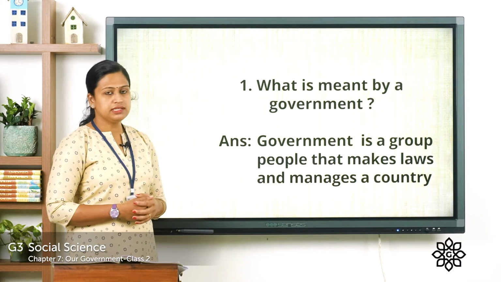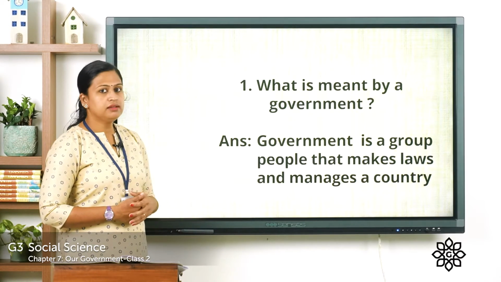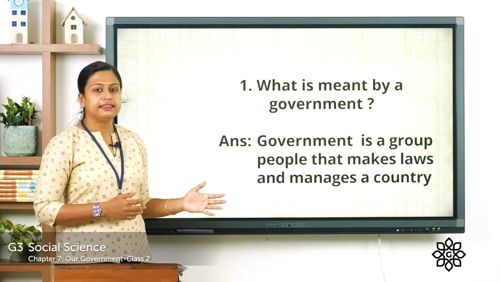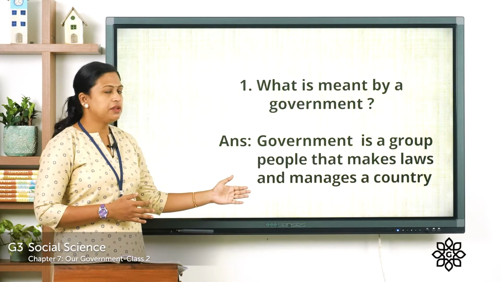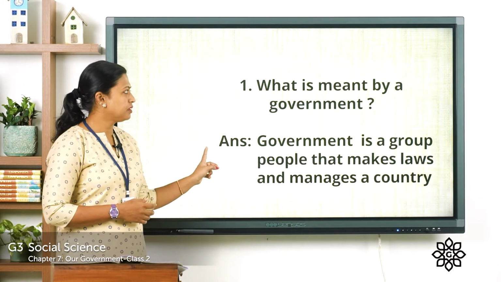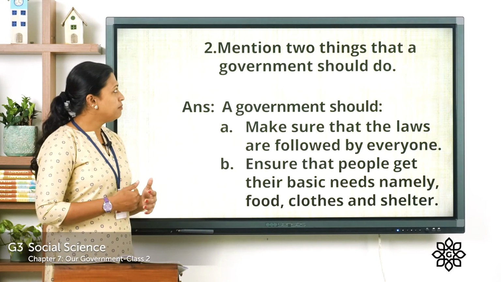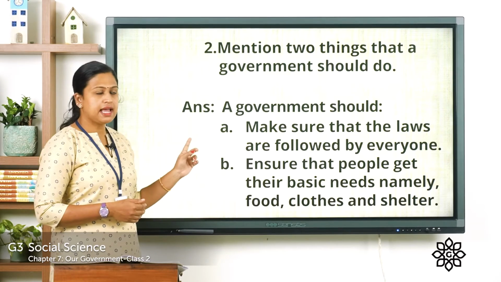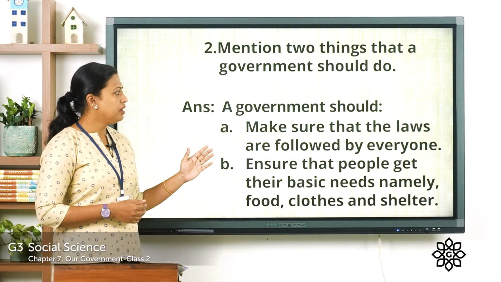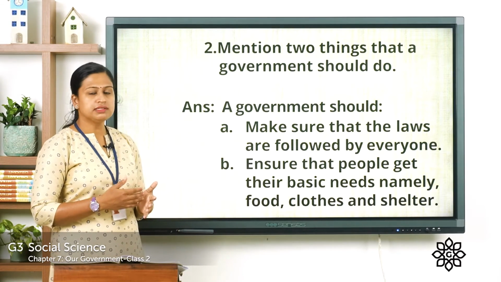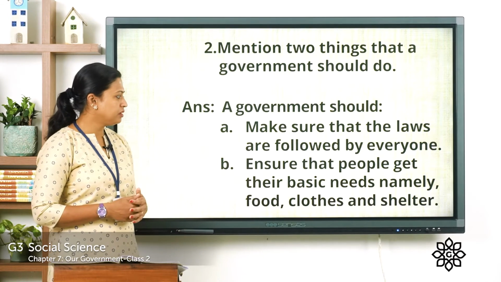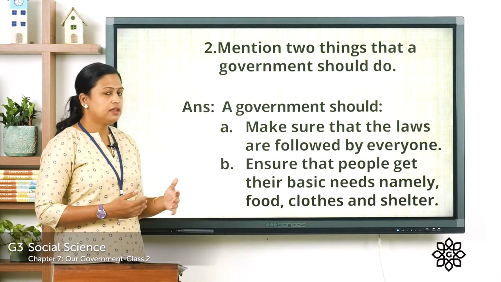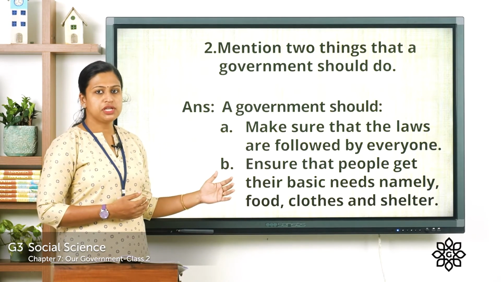Now let's move to the third exercise, that is answer the following questions. The first question is, what is meant by a government? The answer is, government is a group of people that makes law and manages a country. Second question is, mention 2 things that a government should do. The correct answer is, a government should make sure that the laws are followed by everyone. Second, ensure that people get their basic needs like food, clothes, shelter.